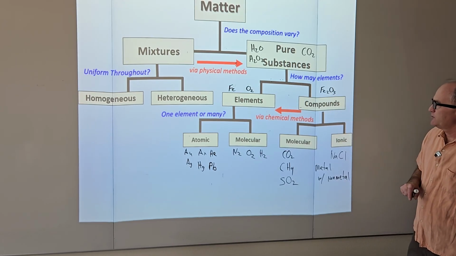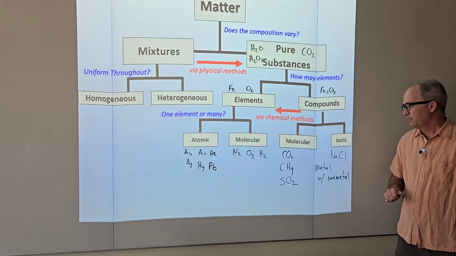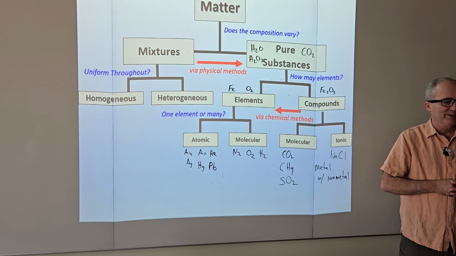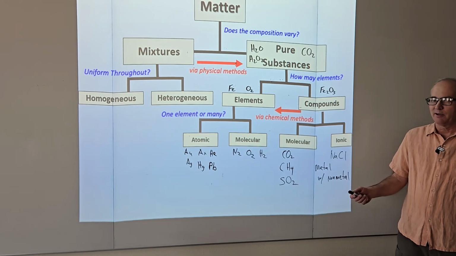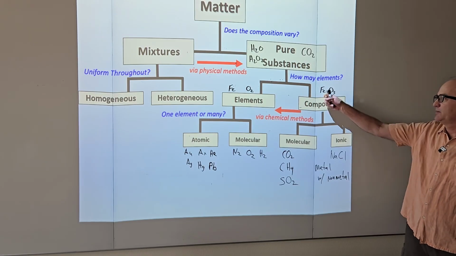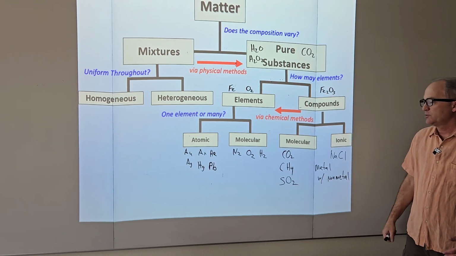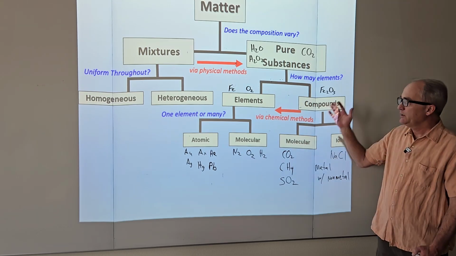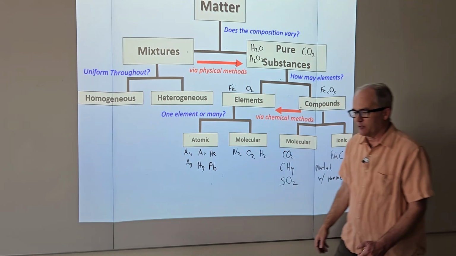This rust, how would you classify it? It's a compound. Is it ionic or molecular? Right, it's got to be ionic. You recognize iron being a metal. I've been telling you oxygen is a non-metal. Any questions on this flow chart?